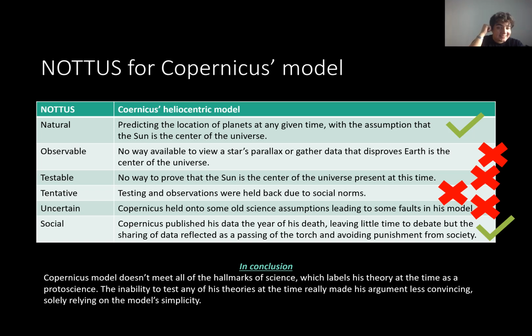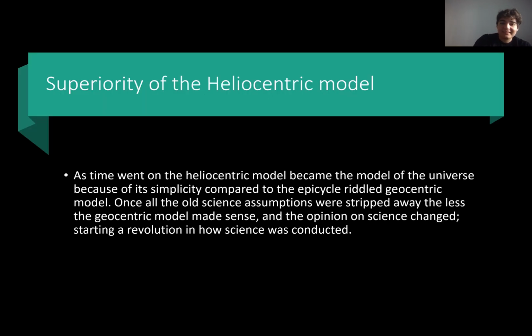So in conclusion, his model is a proto-science. It had a lot of accurate theories, but there was no way to really prove them yet at the time. And so he really relied on Occam's razor, and that was about it. And his model would also be pseudoscience. The sun is not the center of the universe, as we know. And finally, the heliocentric model just ruled supreme.